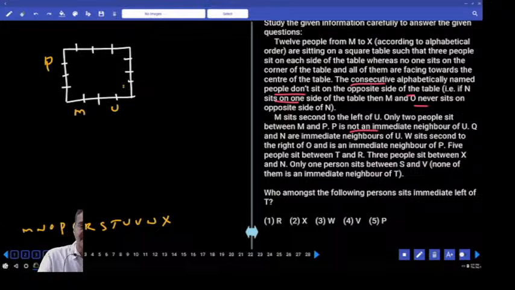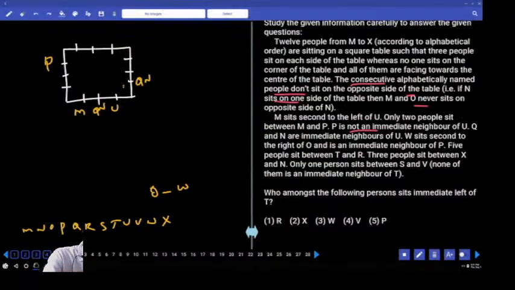Q and N are immediate neighbors of U. Now Q and N are immediate neighbors of whom? Of U. Q and N are immediate neighbors of U, and W sits second to the right of O. Now where is this W? W sits second to the right of O, and W is an immediate neighbor of P. Who is an immediate neighbor of P? W is an immediate neighbor of P.